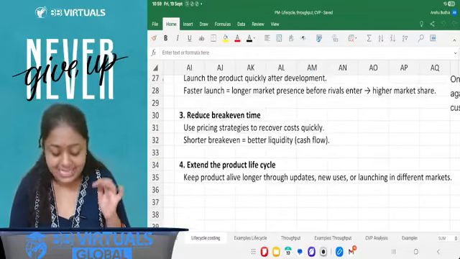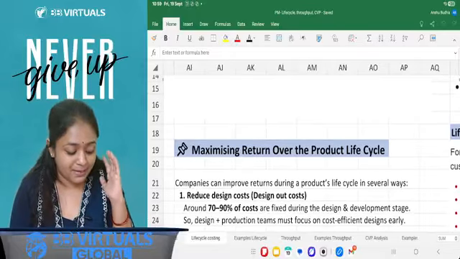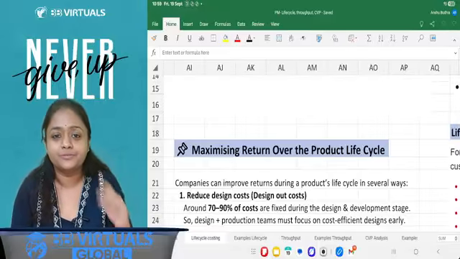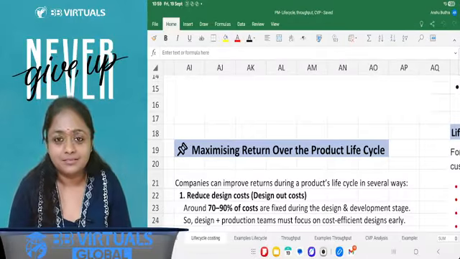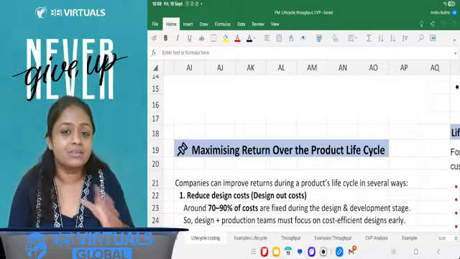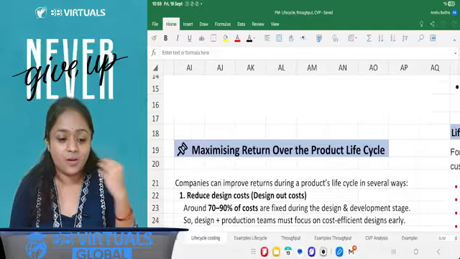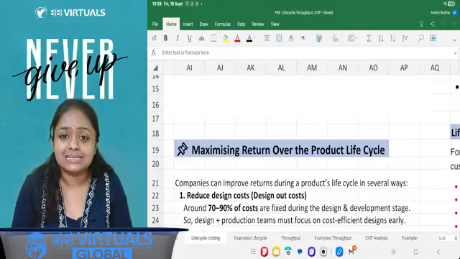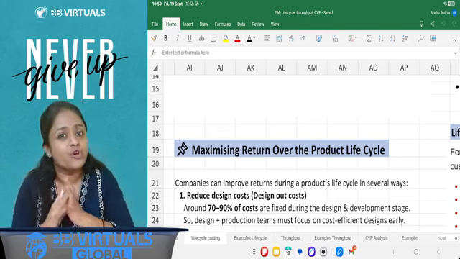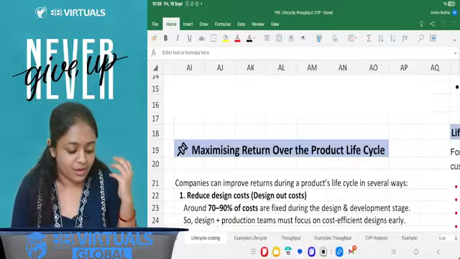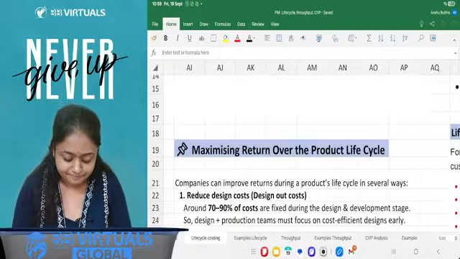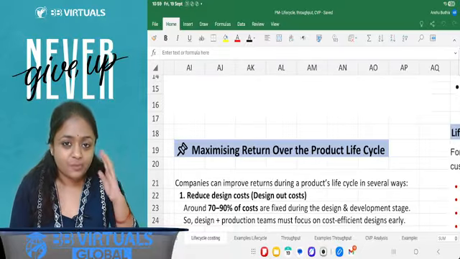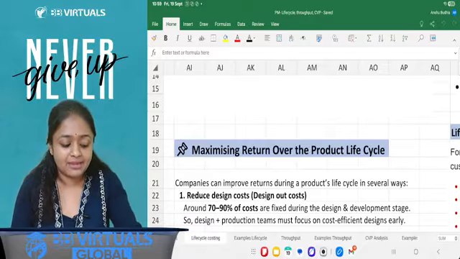Then, extending the product life cycle. People, quickly, do you all know about the Maruti Suzuki Swift? This car? Do you know about this car? Or I'll say the Hyundai i10. I want to talk about those basic cars that have been in this market for long. Do you know about them? Have you been hearing about them for many years?